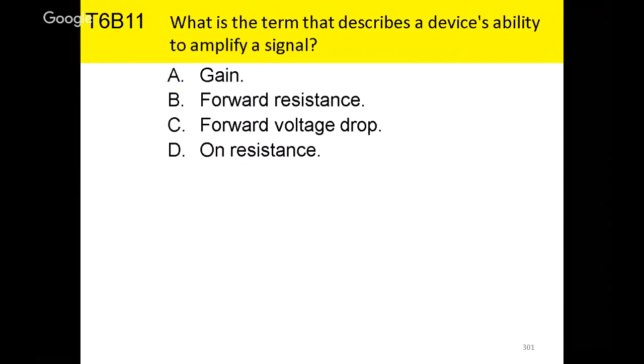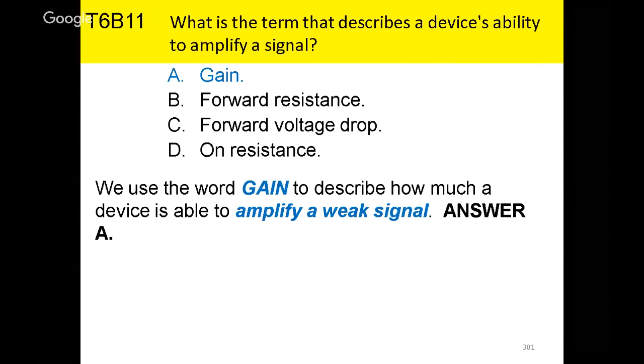What is the term that describes a device's ability to amplify a signal? Now we're talking about another aspect: when you have a signal, you want to amplify it. The word that we use is gain. It'll take a weak signal and make that weak signal stronger.